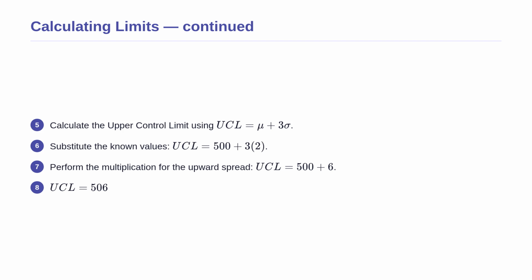This represents the maximum natural upward drift we expect. Adding this to our target average gives us 506 milliliters. This is the absolute maximum volume a bottle should contain under normal conditions.